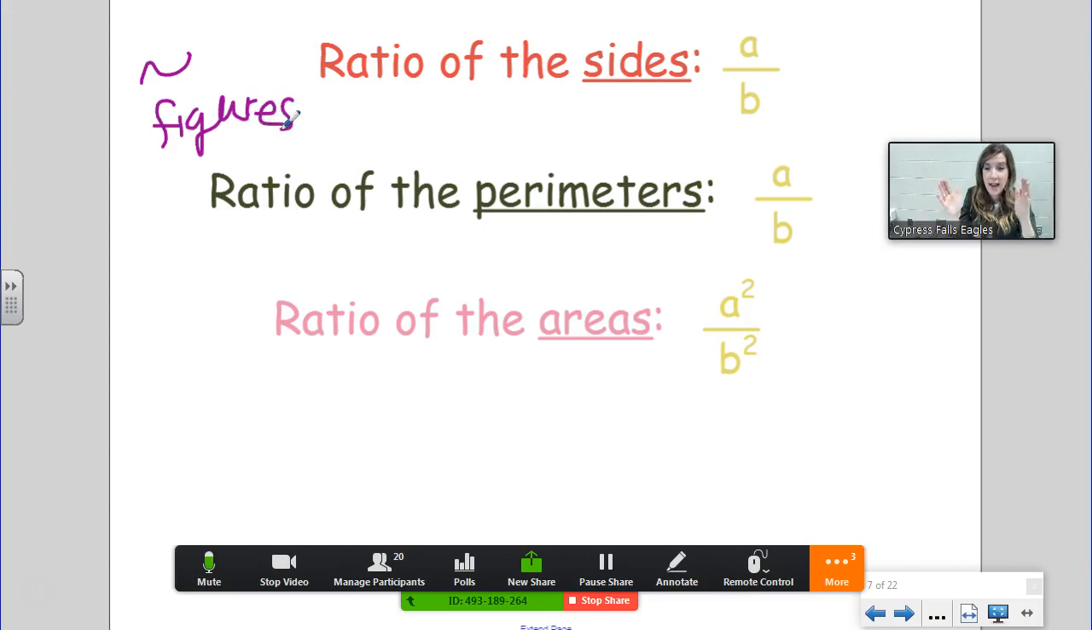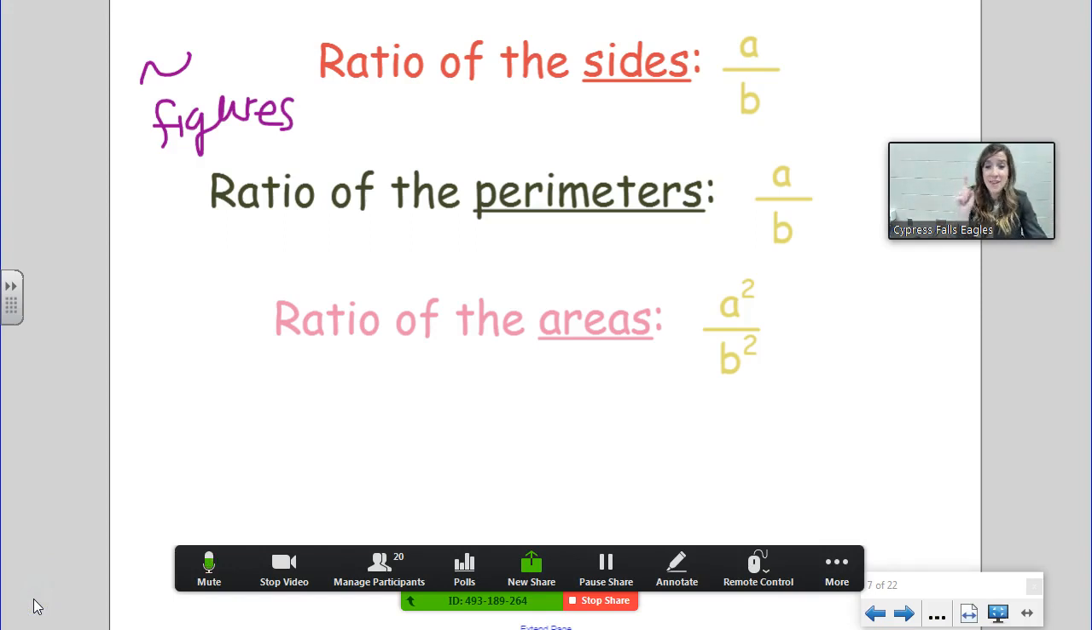So the ratio of the sides matches the ratio of the perimeters. It doesn't mean the perimeters are the same. It just means when you reduce the ratio, they're the same. Write these with colons or with fractions, either. Okay, ready to try some examples?